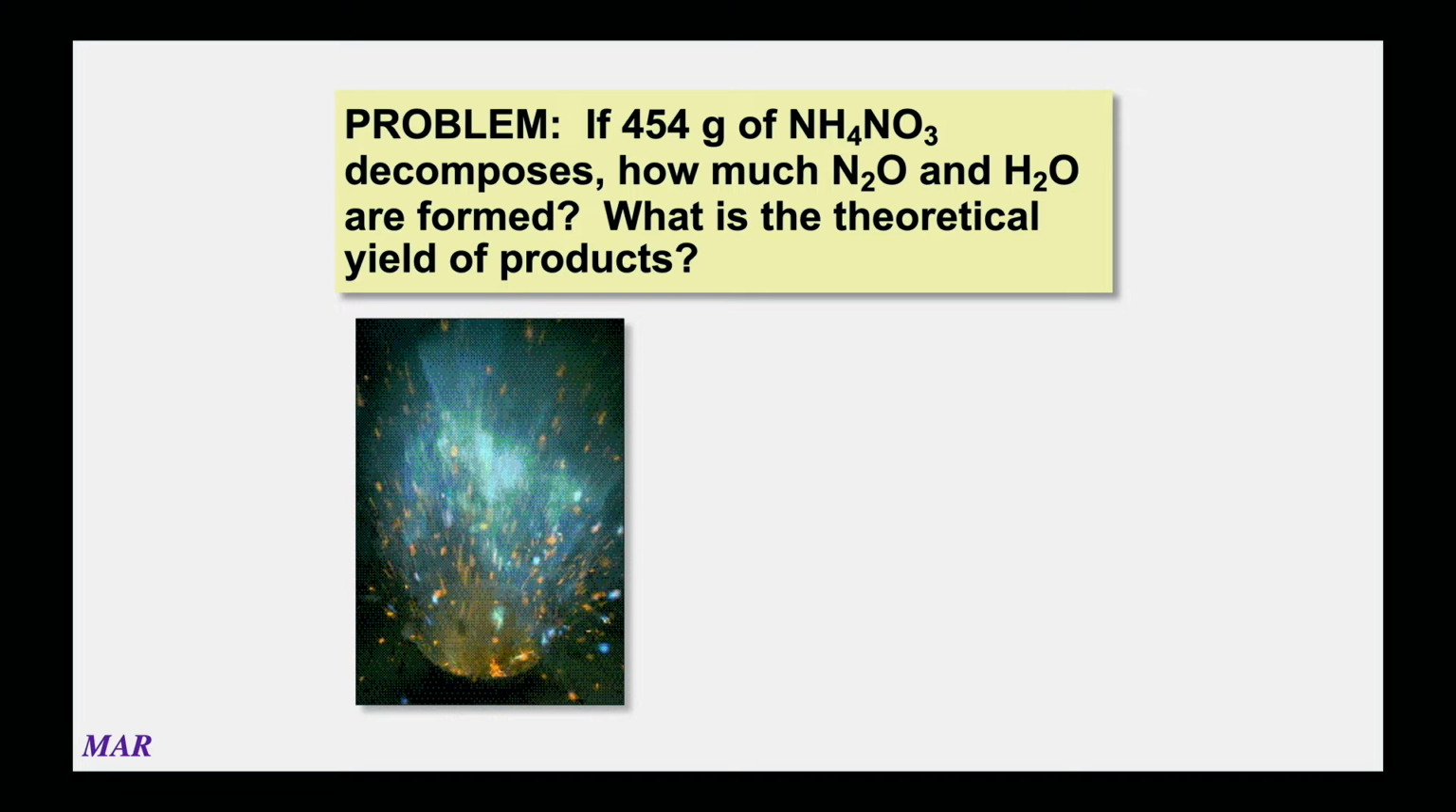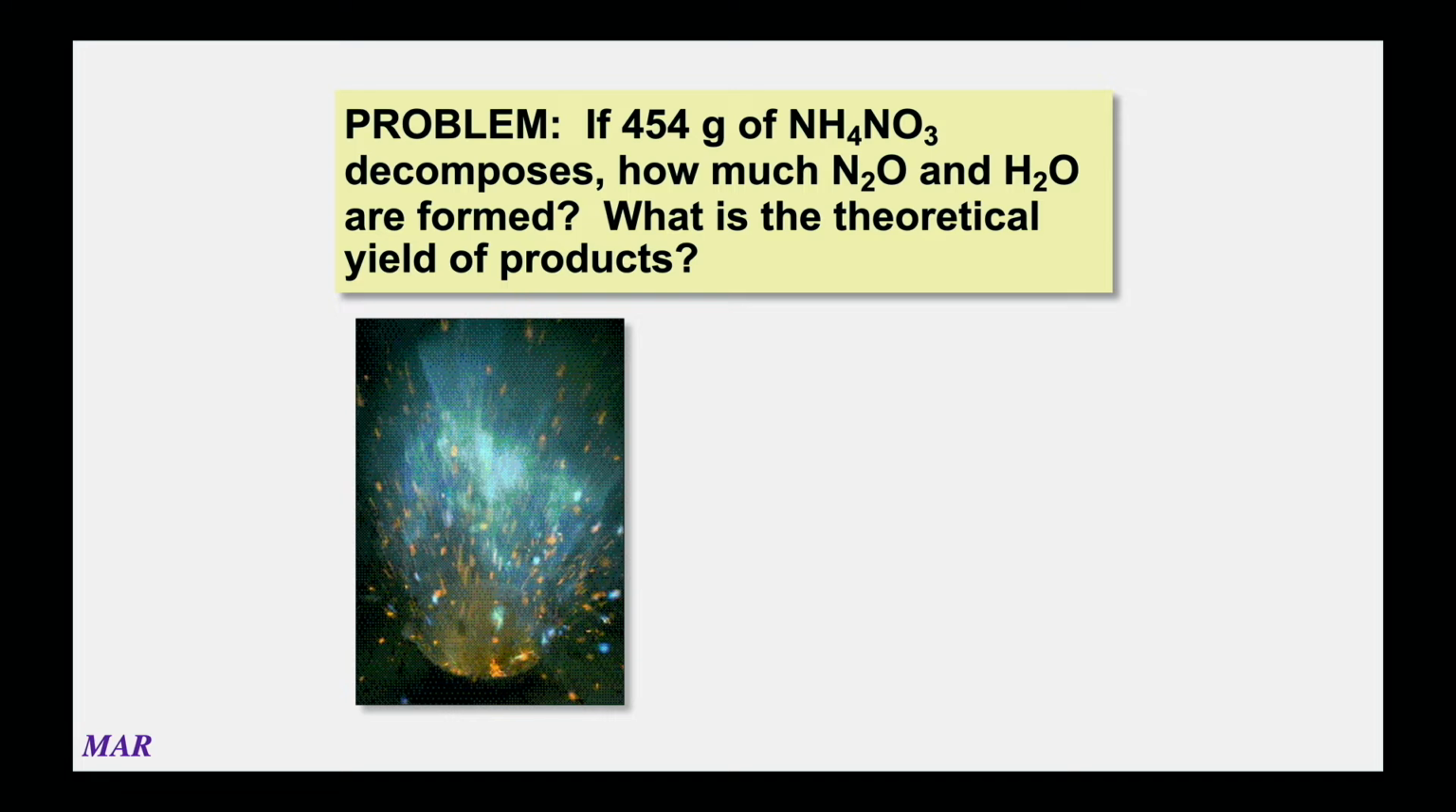So we've got 454 grams of this ammonium nitrate that decomposes. It breaks down. And the question is how much dinitrogen monoxide, N2O, and water are formed. And then it also says what's the theoretical yield of products. Okay, to answer a question like this, we need, of course, something so important for this chapter, and you probably guessed it. Yeah, the balanced reaction.